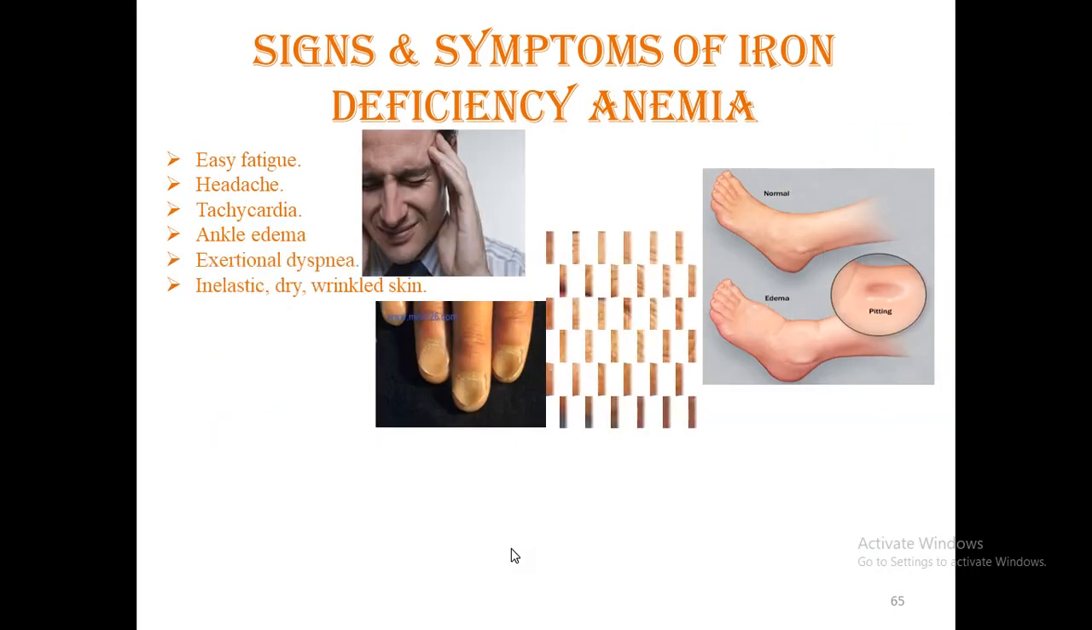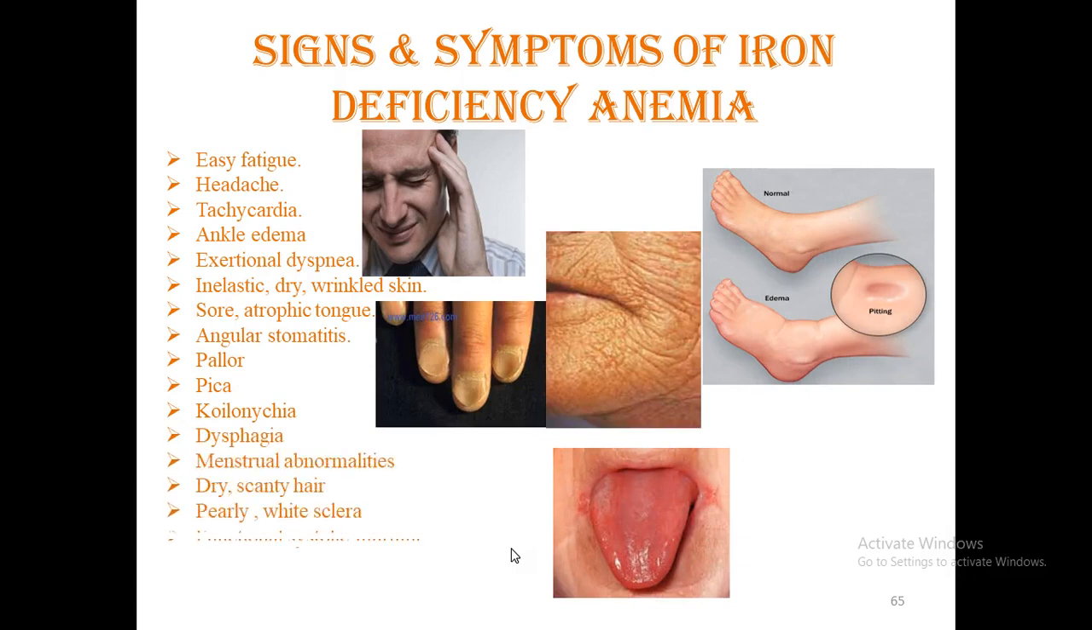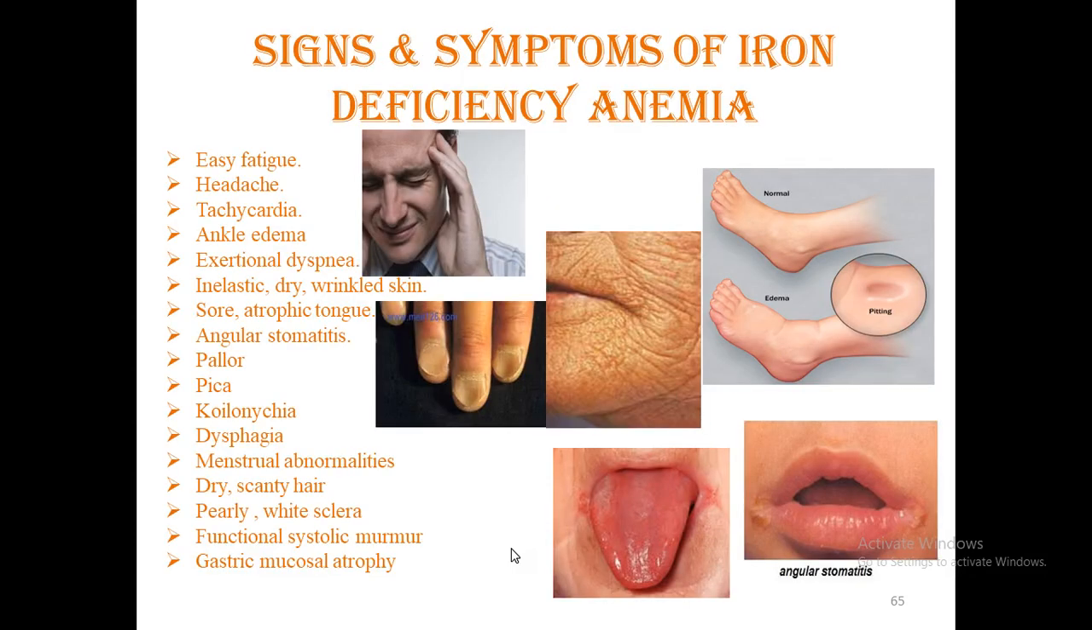So the signs and symptoms of iron deficiency anemia in adults are as follows. They feel easy fatigability, headaches, tachycardia, heart is beating more because of, again, anemia, severe anemia, ankle edema, the ankles seem very swollen, and if you press them, then a pit may be formed. Exertional dyspnea, when they climb stairs, they become breathless. Inelastic, dry, wrinkled skin, sore, atrophic tongue. Angular stomatitis, meaning the angles of the mouth, they show fissures.